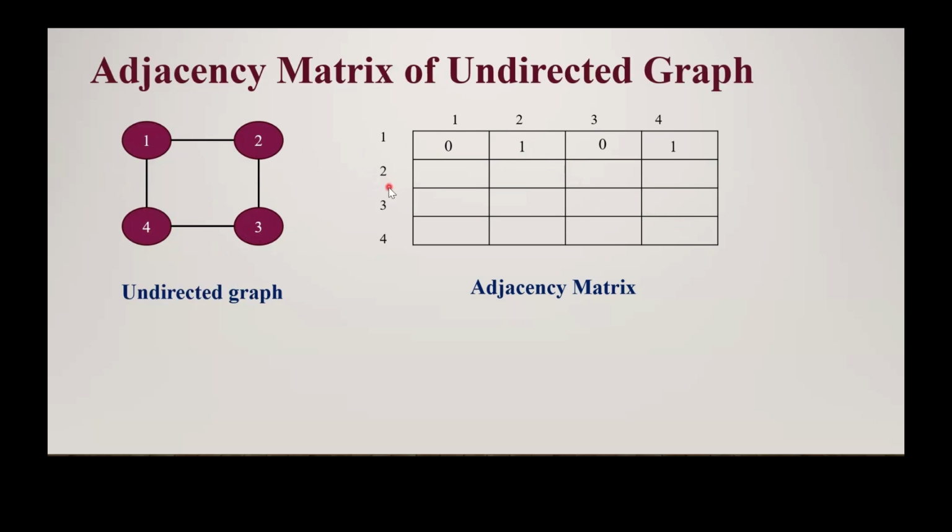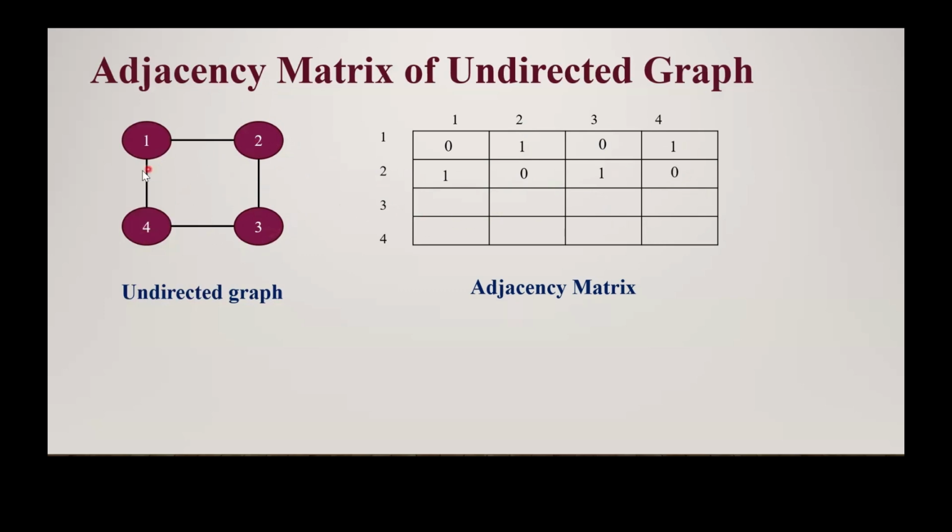Similarly, from node 2 to node 1, yes, there is a link, so the value is 1. If there is a link, the Boolean value is 1. If there is no link, then the Boolean value is 0. So 2 to 2, is there any link? No, there is no link from 2 to 2, so it is 0. Then from node 2 to node 3, yes, a link is present, so its value is 1. Then node 2 to 4, there is no link present, so its value is 0.